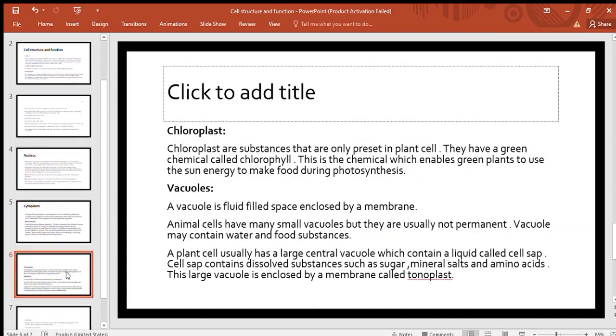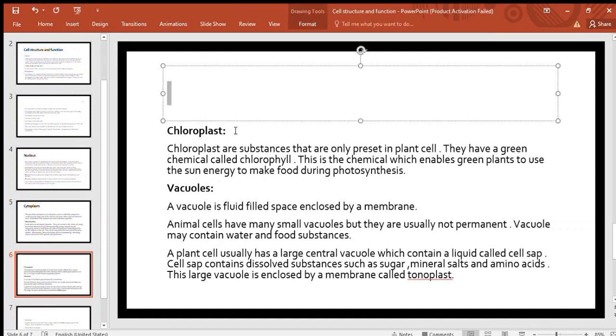Next is chloroplast. Chloroplasts are only present in plant cells. They have a green chemical called chlorophyll. This chemical is responsible for making food in plants. Okay. It uses sun energy to make food during photosynthesis.